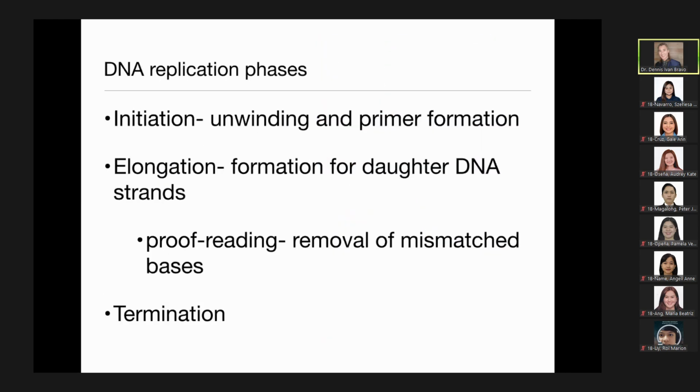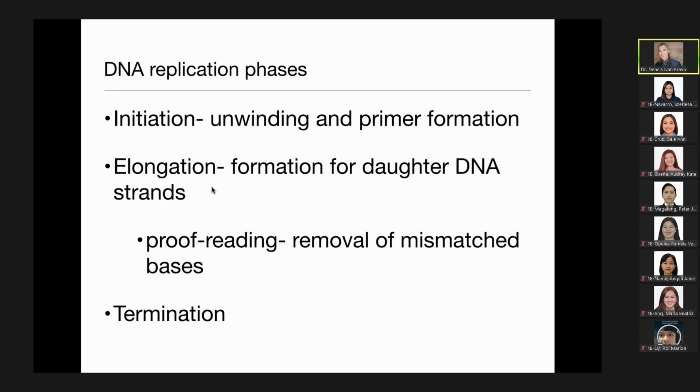We can divide replication into 3 phases to allow us to follow the events. The first is initiation, followed by elongation and termination. Initiation refers to the process where the parental strands are separated from each other. We can also refer to it as unwinding. And of course, like what I said, this is catalyzed by the enzyme helicase. This would be followed by laying down of RNA primers.